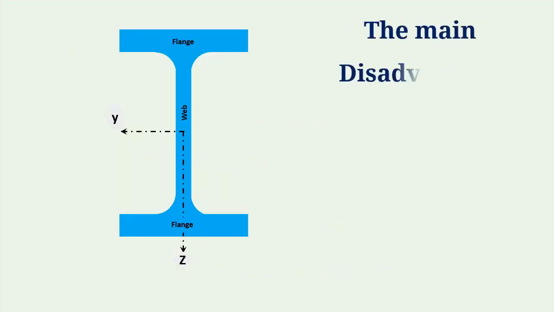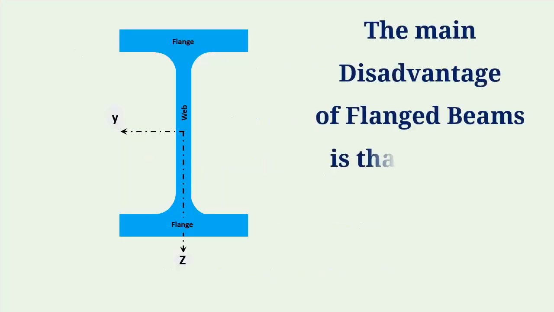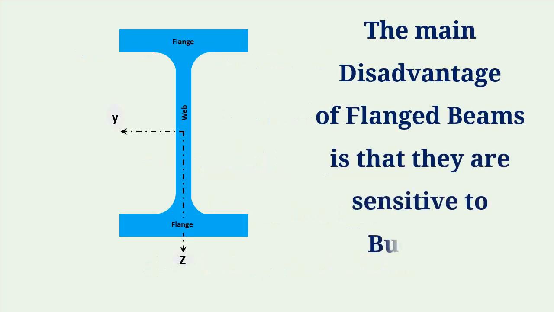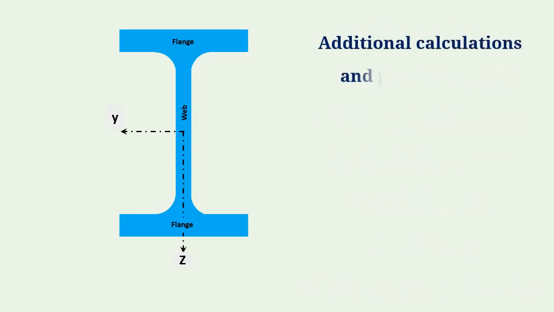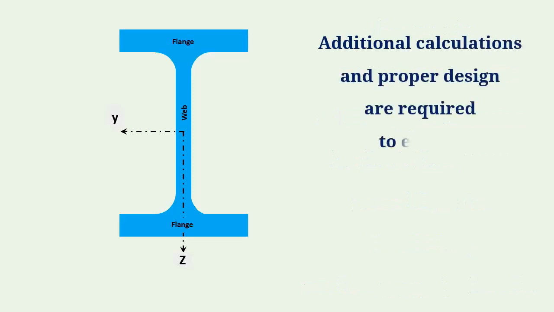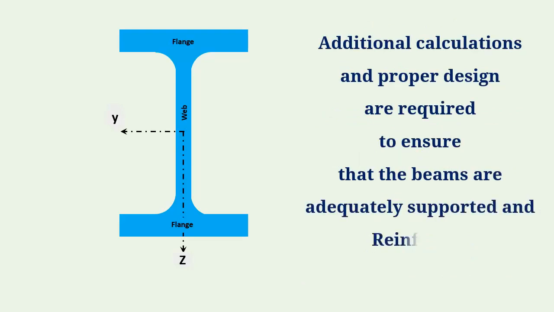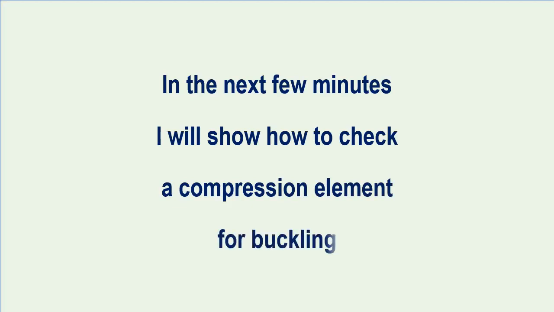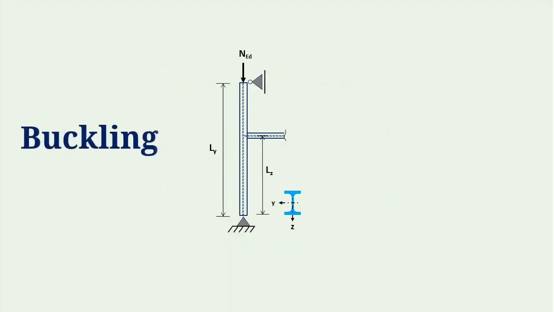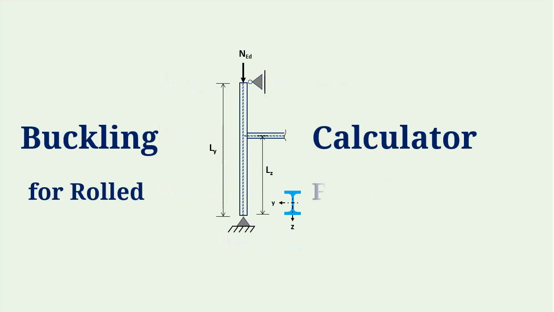The main disadvantage of flanged beams is that they are sensitive to buckling under certain loads. Additional calculations and proper design are required to ensure that the beams are adequately supported and reinforced to prevent buckling. In the next few minutes, I will show how to check a compression element for buckling. Buckling calculator for rolled flange beams.